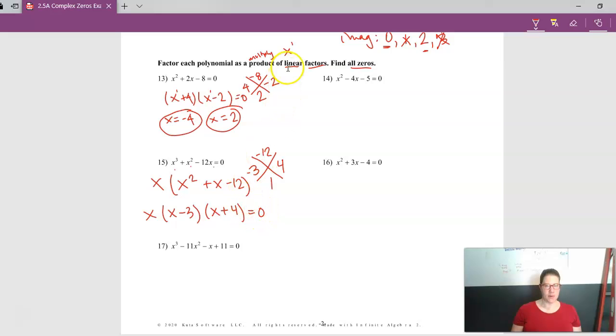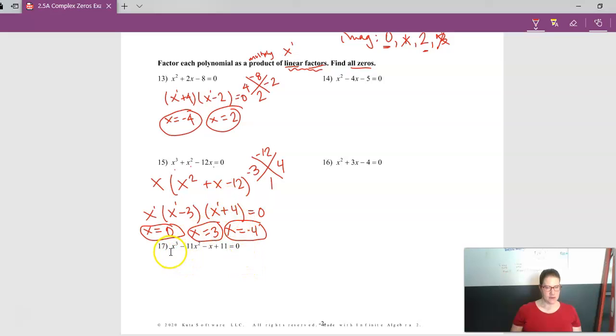So that's the first part. We just wrote it as a product of linear factors because all my x's are to the first degree. To find the zeros, we've got to set each one equal to 0 and solve for x. So x itself is just going to give us 0. That one's done. x minus 3 equals 0, I would add 3 to both sides to get positive 3. And x plus 4 equals 0, I would subtract 4 from both sides to get negative 4. So there are the actual zeros.